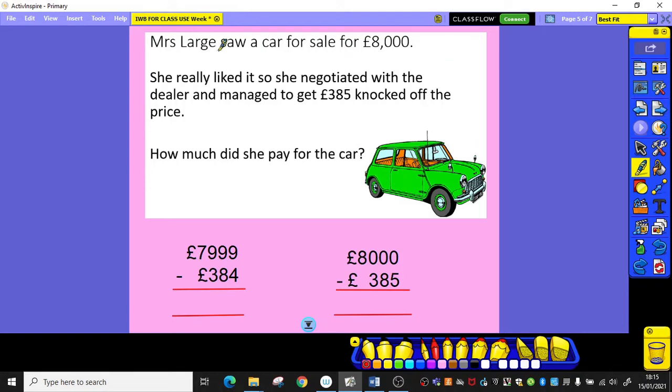Mrs. Large saw a car for sale for £8,000. She really liked it, so she negotiated with the dealer and she managed to get £385 knocked off the price. How much did she pay for the car? Well, using my same difference method, I can reduce the 8,000 to 7,999. I can reduce the 385 to 384, and I can solve that problem. I'm not going to show you how to do that because you have already had a good couple of days on similar problems now, but you will be faced with 2 of those problems initially today.